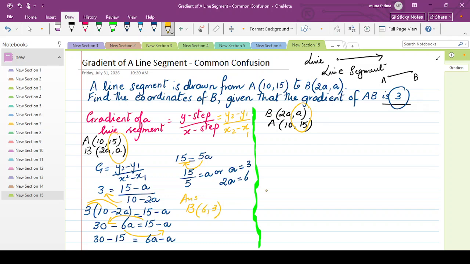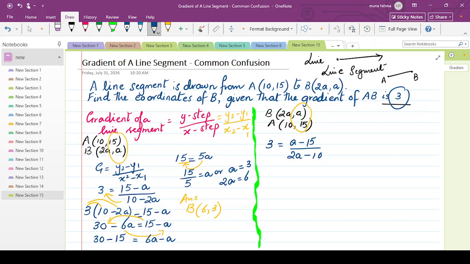Let's take the coordinates of B first on the other side, and find out whether which point you take as y2 matters or not. Okay, carrying on. Same formula, g is equal to y2 minus y1. This time we have a minus 15, and x2 minus x1 is 2a minus 10. And g was given as 3. Let me just substitute it over here.